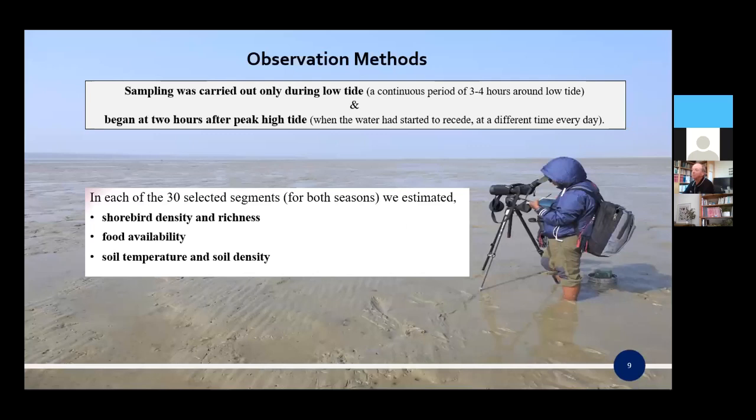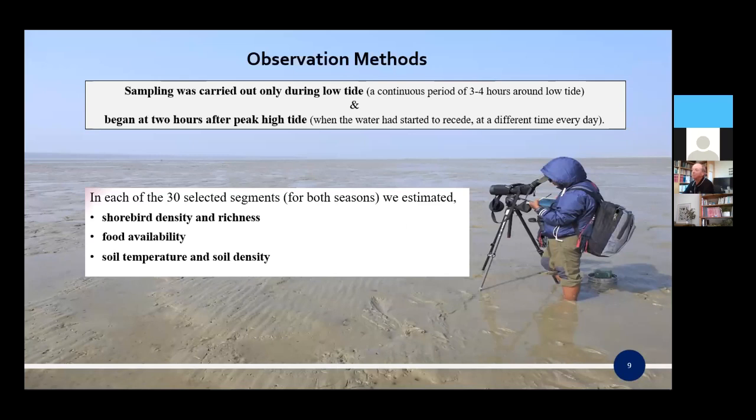Sampling was carried out only during the low tide period. That means before starting this process, I reached the nearby segments during the high tide period, and then continuous observation was conducted for 3 to 4 hours. This observation started 2 hours after the peak height.